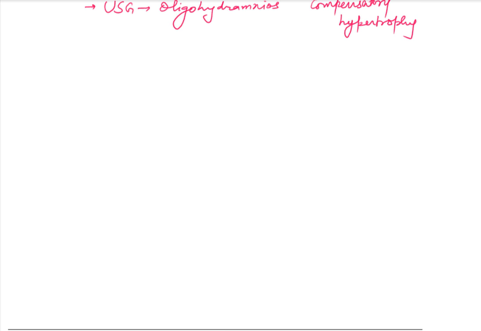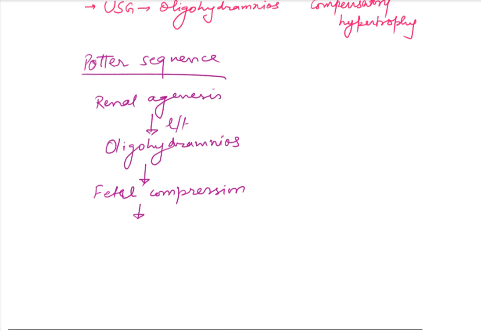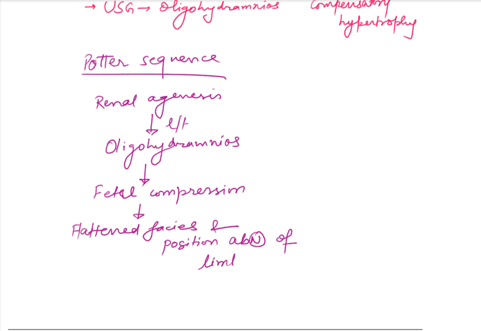Moving ahead, we have Potter sequence. Now, what is this? In Potter sequence, there is renal agenesis, leading to oligohydramnios, along with fetal compression, and there is flattened facies and positional abnormality of limbs. For example, club foot.